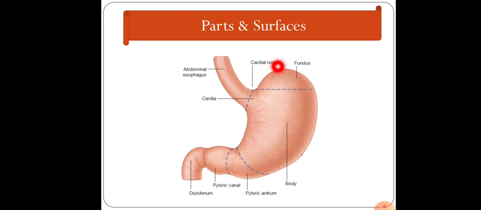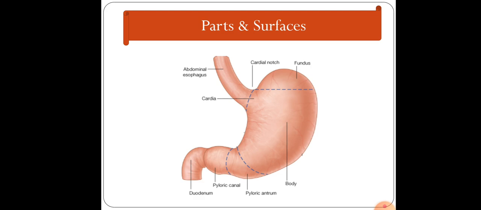Again, the upper part is known as the fundus, the middle part is the body, and the distal part is the pylorus. The pylorus is divided into 3 regions. The dilated part of the pylorus is the pyloric antrum. Distal to it is the pyloric canal. The terminal part that joins the duodenum is the pyloric orifice.